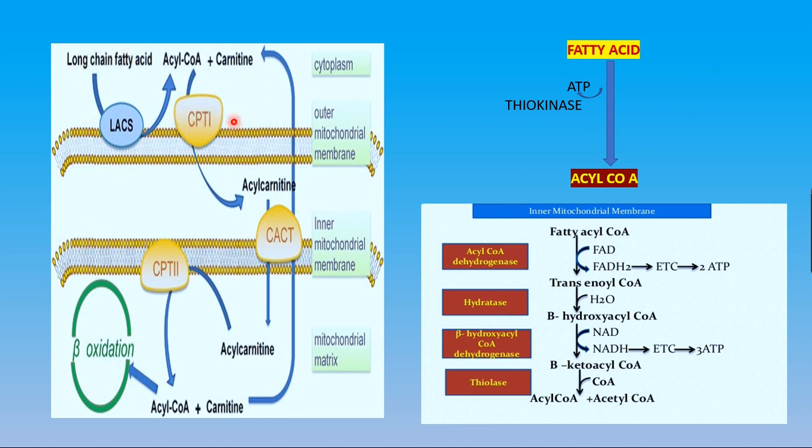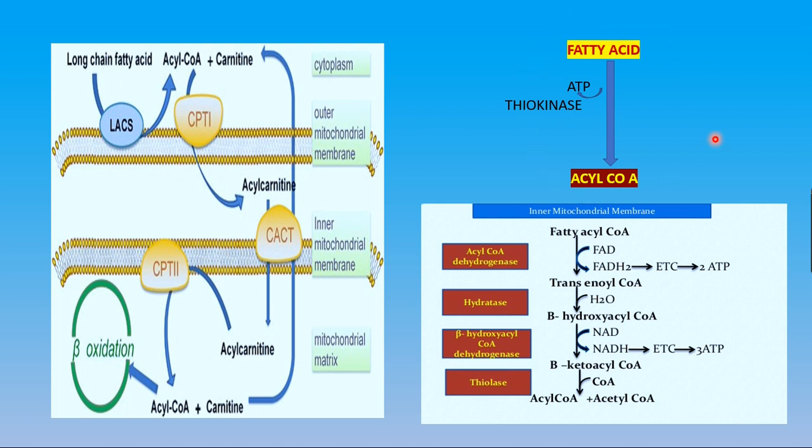So here is your carnitine system, and here is a long chain fatty acid in the cytoplasm. They are getting activated, and that activated form of fatty acid is acyl CoA. Now this acyl CoA is going to be carried across the mitochondrial membrane, that is, inside to the mitochondrial matrix, through a system called the carnitine system. Now once this acyl CoA gets inside the mitochondria, the enzymes present there are going to start off the beta oxidation mechanism. So this mechanism is occurring here.